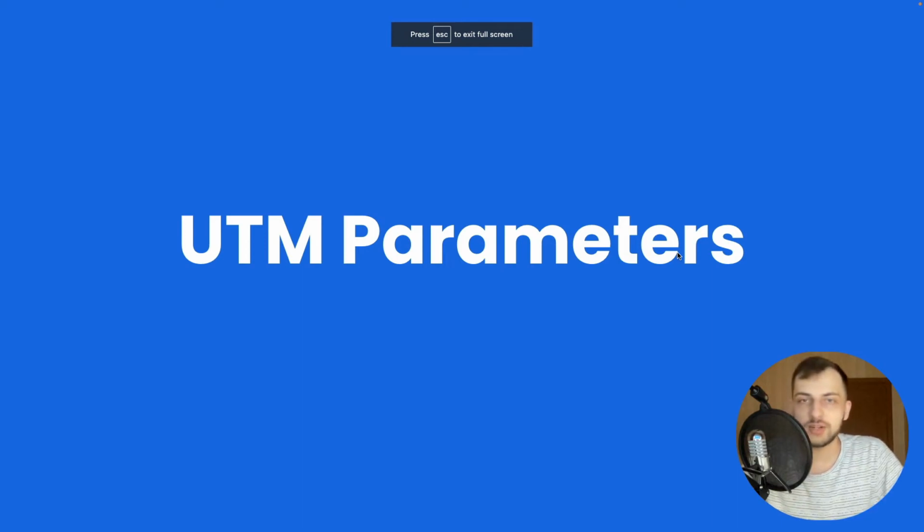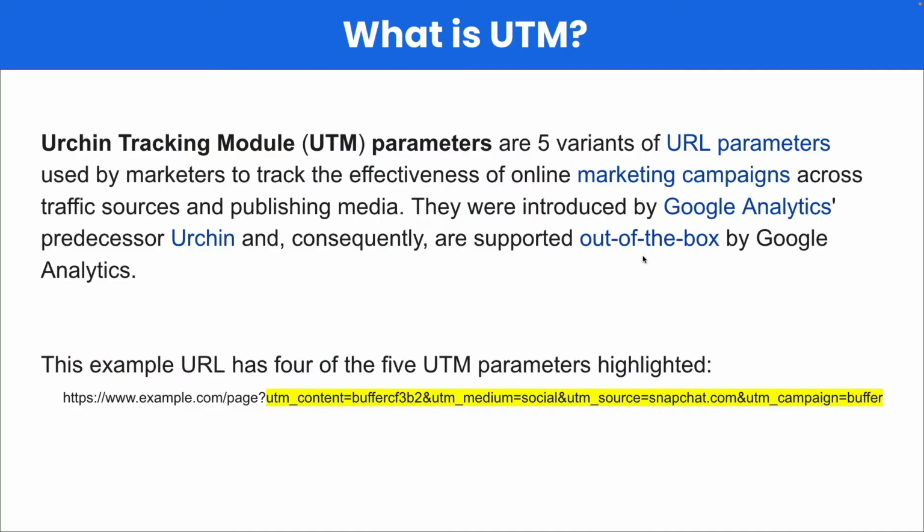In today's video, I'm going to show you how to use UTM parameters to track more sales for your e-commerce store and understand better how you acquire your customers. UTM stands for Urchin Tracking Module parameters, and it consists of 5 variants of URL parameters used to track online marketing campaigns across different traffic channels.